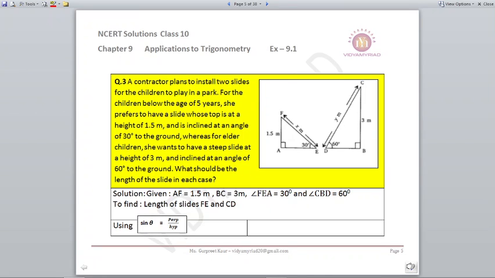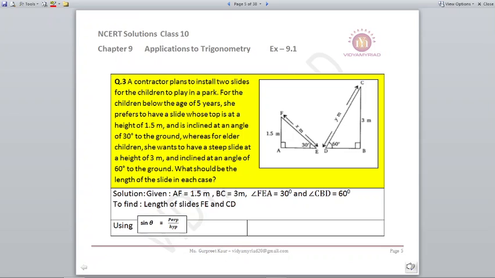Question number 3. A contractor plans to install 2 slides. Now here if you look at the figure, there are 2 slides for the children to play in a park. For the children below the age of 5 years, she prefers to have a slide whose top is at a height of 1.5 meters. So if you look at the figure, FA height is given to us as 1.5 meters and is inclined at an angle of 30 degrees.